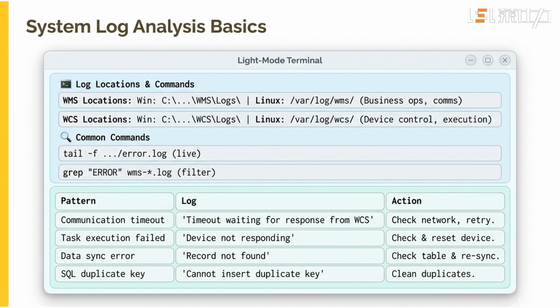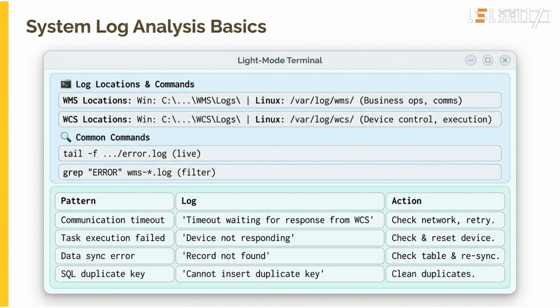Log analysis is a fundamental troubleshooting skill. On the left, a log overview, with the WMS and WCS log locations, types and level definitions. Info is normal, warn needs attention but isn't urgent. Error and fatal need immediate action. Usually start with error level entries.